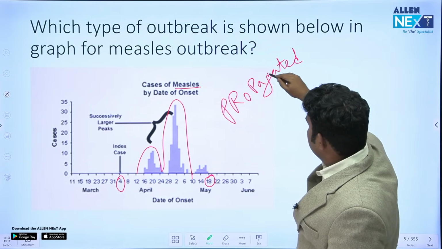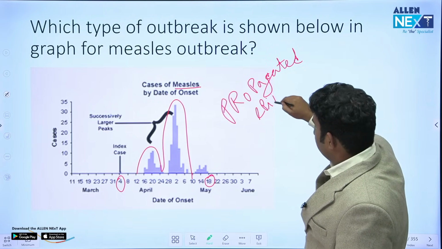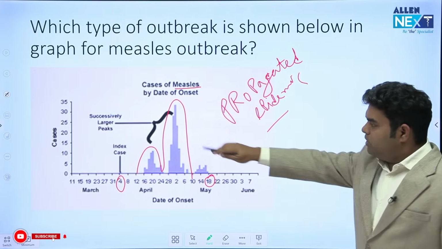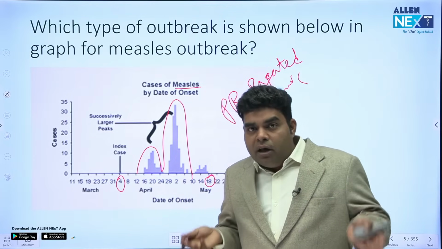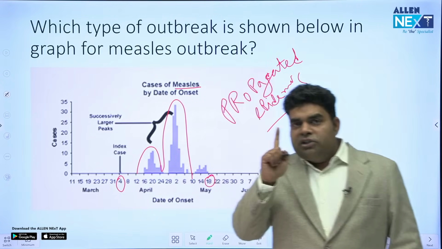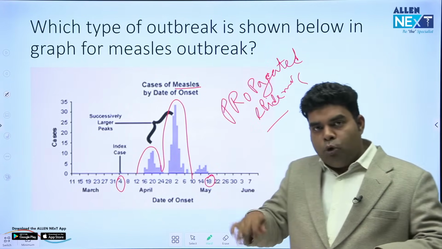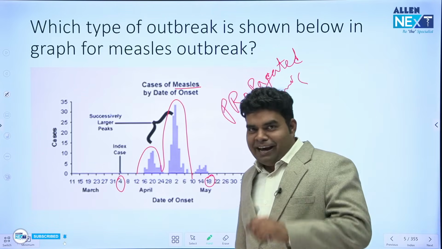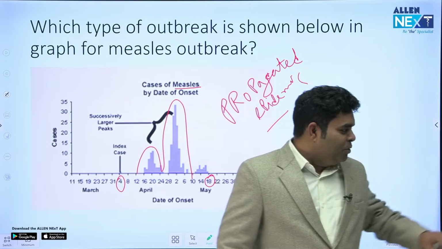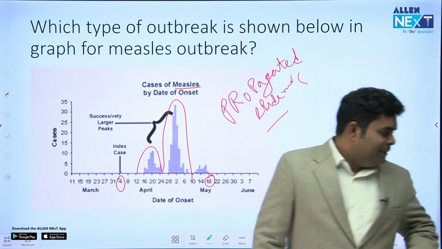Okay, I think this concept is clear. This is a new type of question in which they are taking this type of image online and asking it. Secondary wave, propagated. Within one incubation period, single exposure or point source. More than one incubation period, continuous exposure. That's the 3 ways to answer it. I hope it is clear. If not, feel free to type it in the chat box.